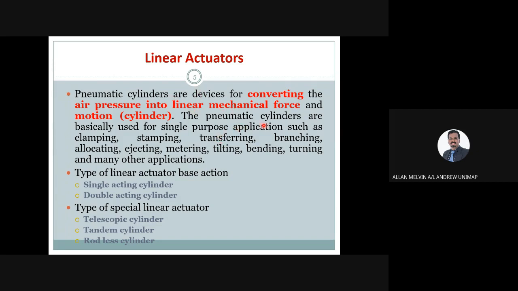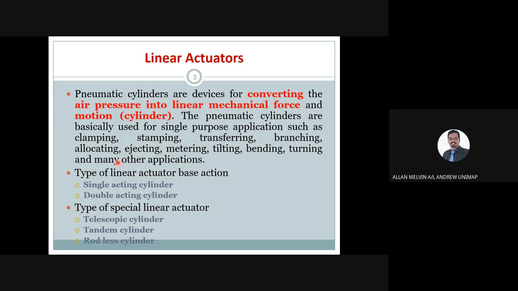So pneumatic cylinders are basically used for single purpose applications like stamping, clamping, transferring, branching, allocating, ejecting, metering, tilting, bending, turning and other applications. In industry, it is very common to see all these things. So I think in Minibia also there is that, it shows how the automations are done. The pneumatic is pushing the DC motor, stamping, so a lot of things can be done. So that is what pneumatic cylinders will do.